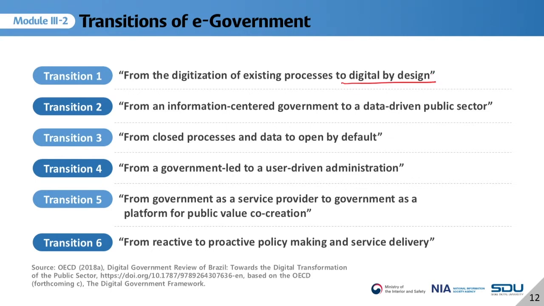The second transition is from an information-centered government to a data-driven public sector. Information-centered has been emphasized in the information society. In the current intelligent society, we will call this kind of transition a data-driven public sector. The third transition is from closed processes in data to open by default.